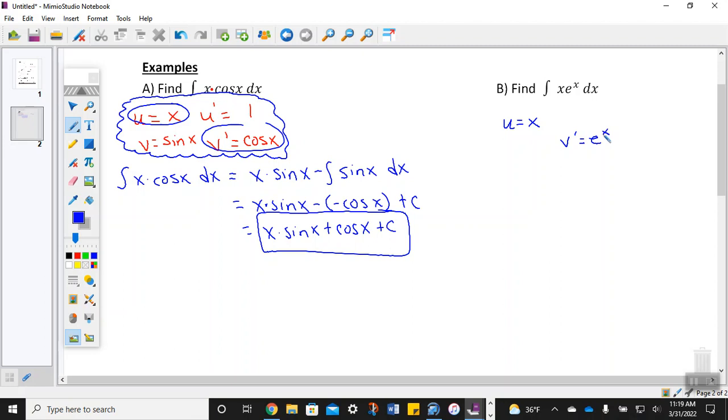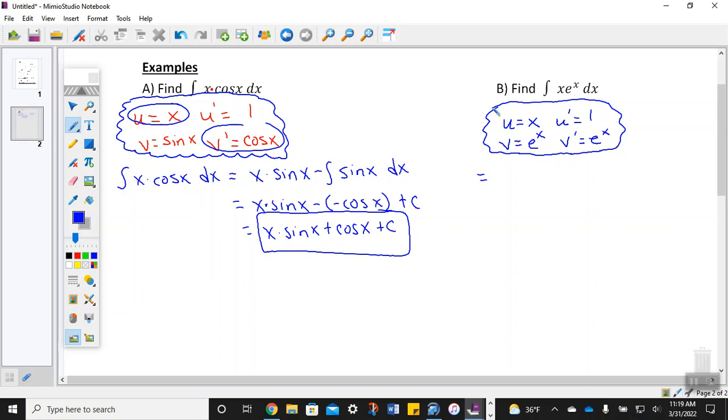What's this make u prime, I should say? 1. What's v then? What's the antiderivative of e to the x? E to the x. Okay, here we go. The antiderivative of this is going to equal the following. Do we have our 4 parts up here? Now again, this may or may not be right. If it's not right and you run into troubles, do what with your u and v prime then possibly? Switch them. Let's try this.